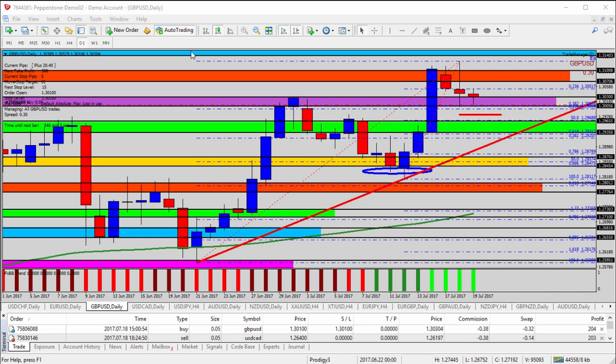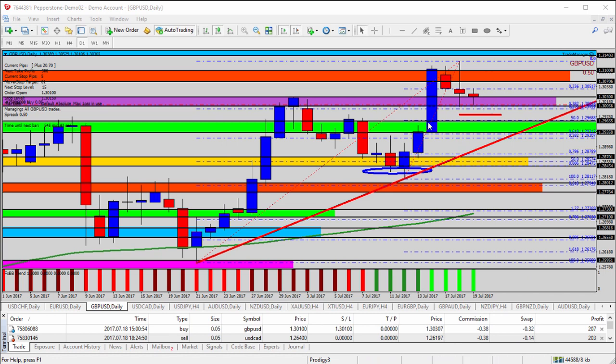Starting here on the daily time frame, we can see that it has been an uptrend, and yesterday's trade suggestion was to buy on a dip into the support zone at the very top of the chart. You can see the purple shaded area at the very top, 1.3030 down to 1.3005. That's the purple shaded area just underneath the orange zone. We were looking to buy.